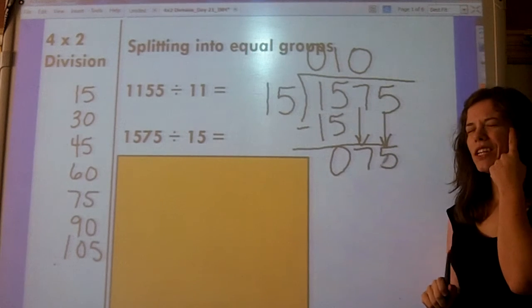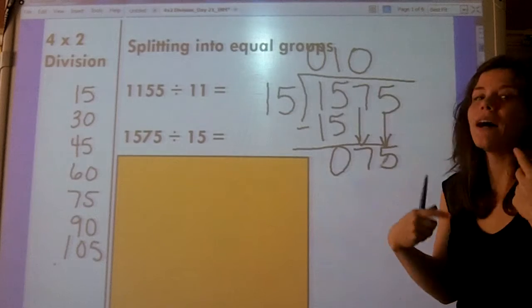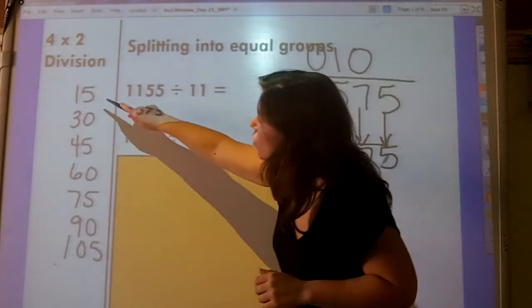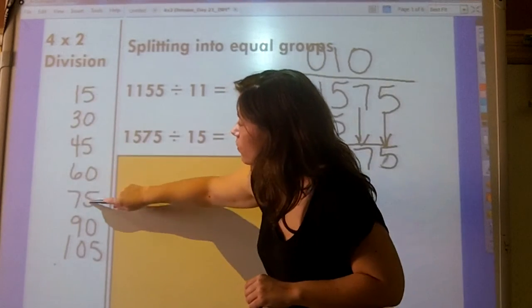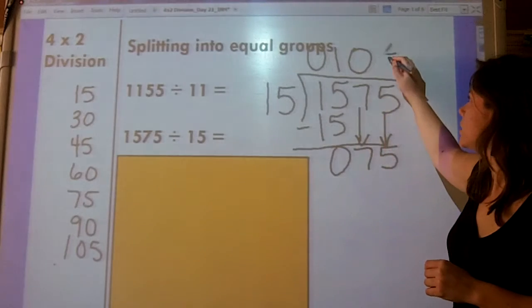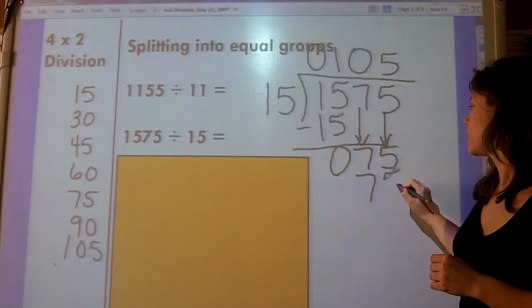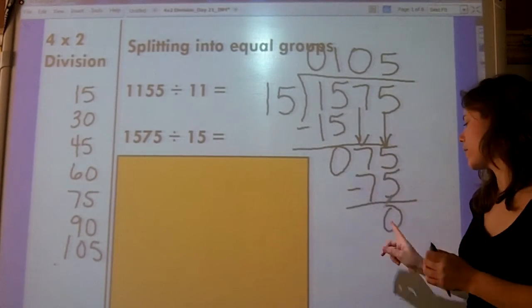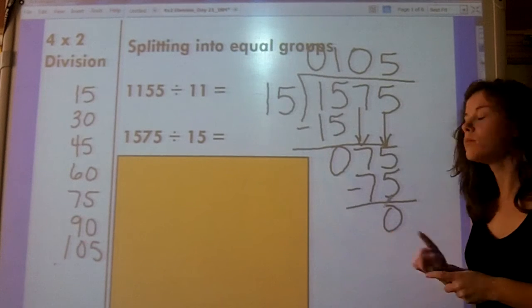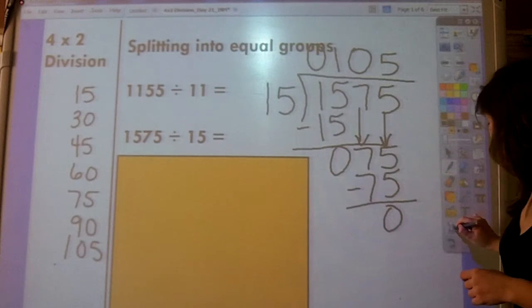How many times does 15 go into 75? Oh yeah, let's look back at our multiples. 1, 2, 3, 4, 5 times. I know 15 times 5 is 75. I'm left with a 0, so I know I'm done. Let's do one more, then you'll practice.